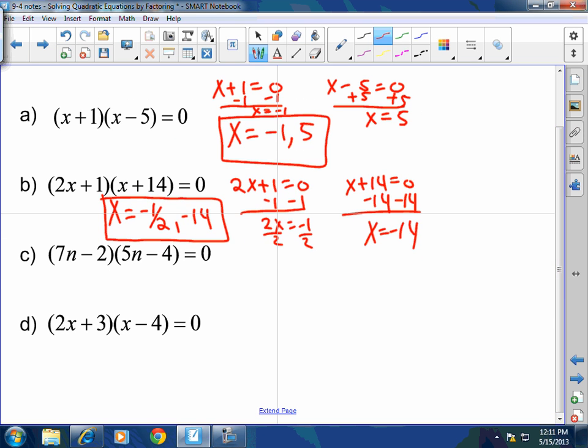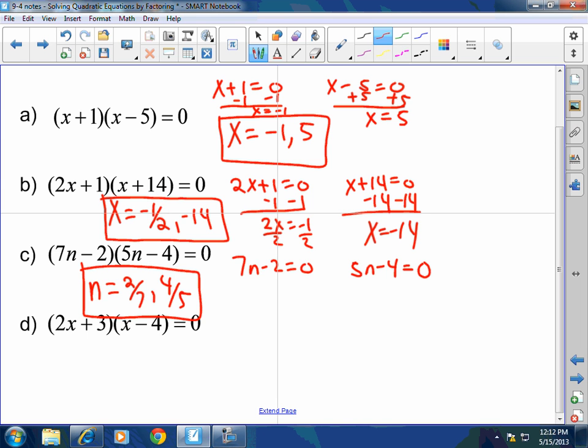7n minus 2 times 5n minus 4. Well, set 7n minus 2 equal to 0 and set 5n minus 4 equal to 0. So what will n equal here, guys? 2/7 and, excellent, 4/5. Good.